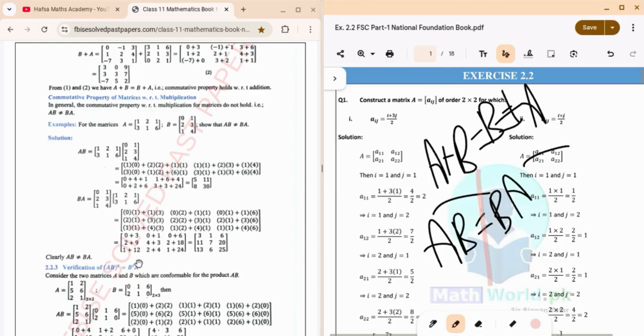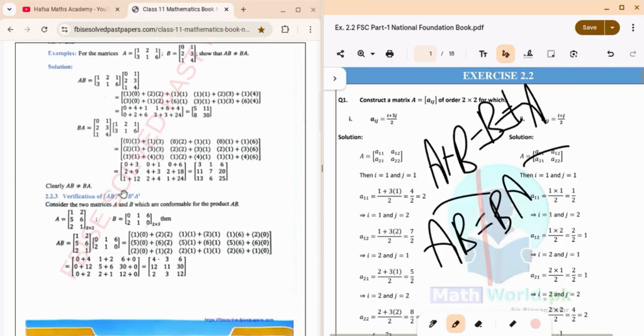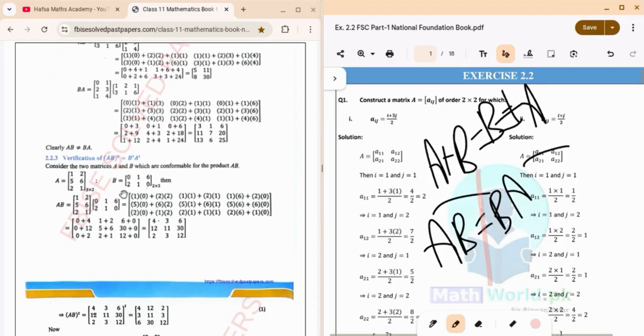Then you have to prove it, and if they're both the same answer, then it's going to be valid, which it won't be. And if they're both not the same answer, you're just going to say, no, the commutative property is not valid within these two. Verification of this law. Now A into B transpose is equal to B transpose into A transpose.